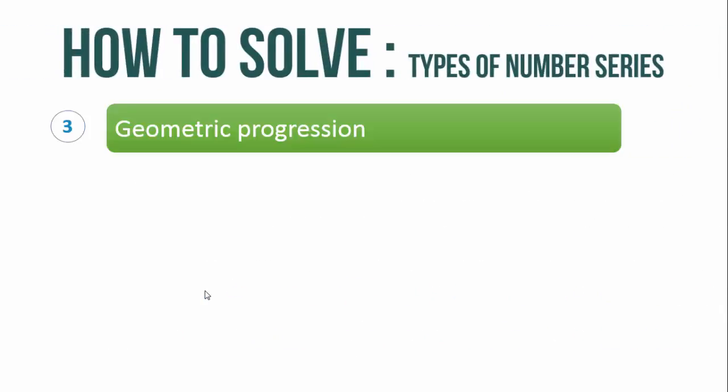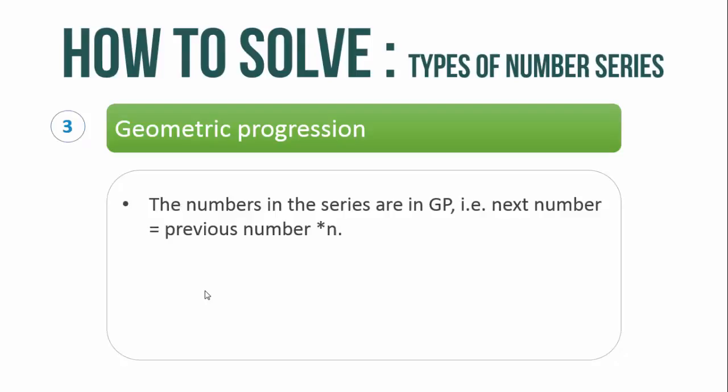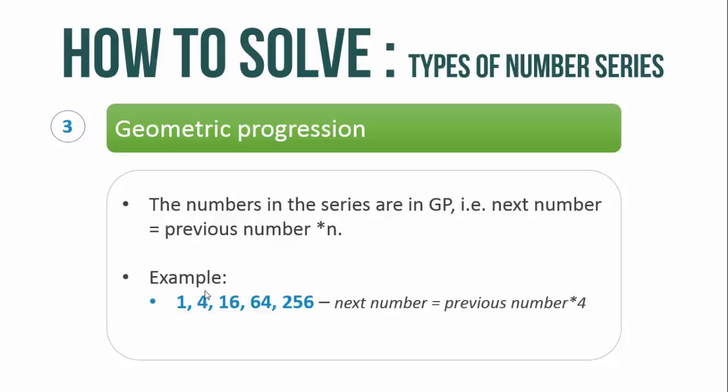Now we look at something called a geometric progression. That is, the numbers in the series are a multiple of the previous number. That is, the next number is equal to the previous number multiplied by some constant number. For example, the series 1, 4, 16, 64, 256. Here the next number is the previous number multiplied by 4. Similarly, the series 125, 25, 5 and 1. The next number is the previous number multiplied by 0.2.